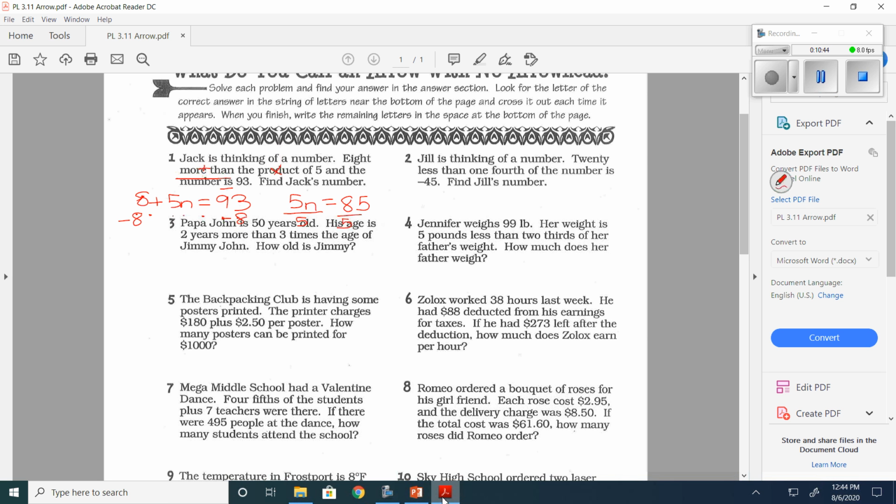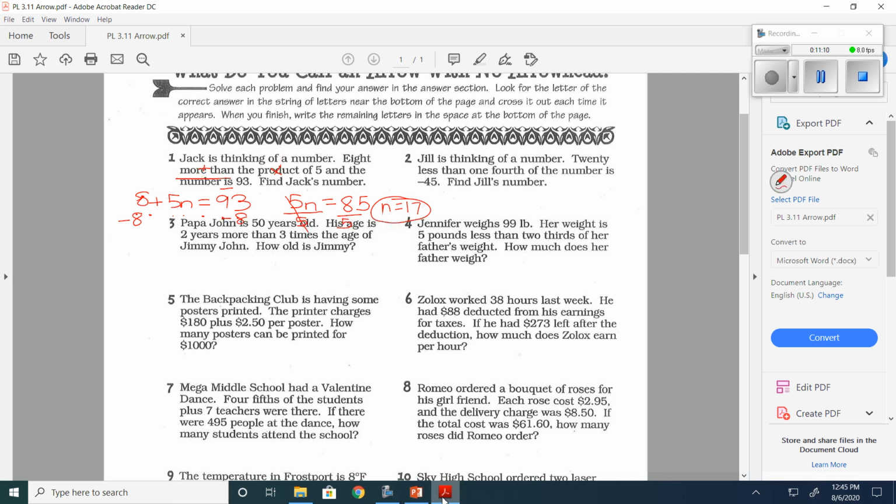And when I do that, 5 divided by 5 is 1. Well, 1 and the 1 can become invisible, so it goes away. And we have 85 divided by 5, which is 17. So n, the number he was thinking of, was 17. And I write n equals 17, and I circle my final answer. Okay, let's do another example.